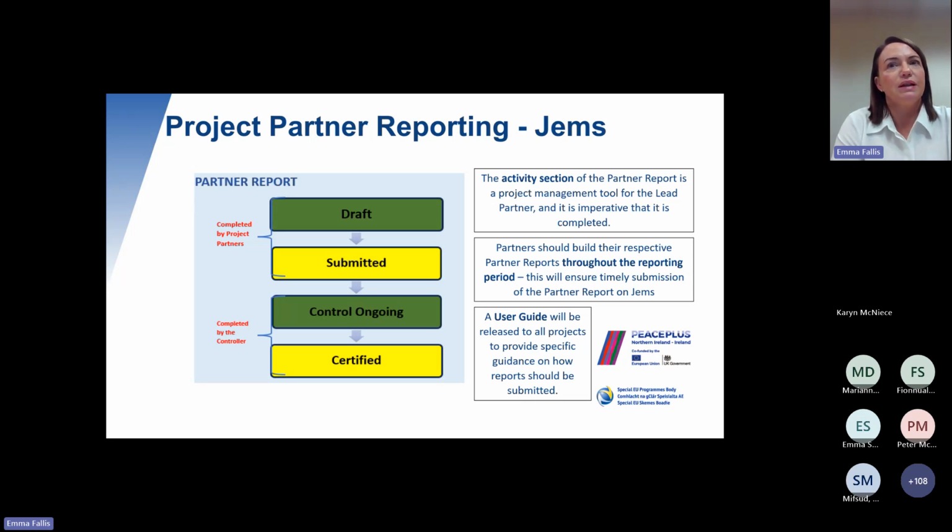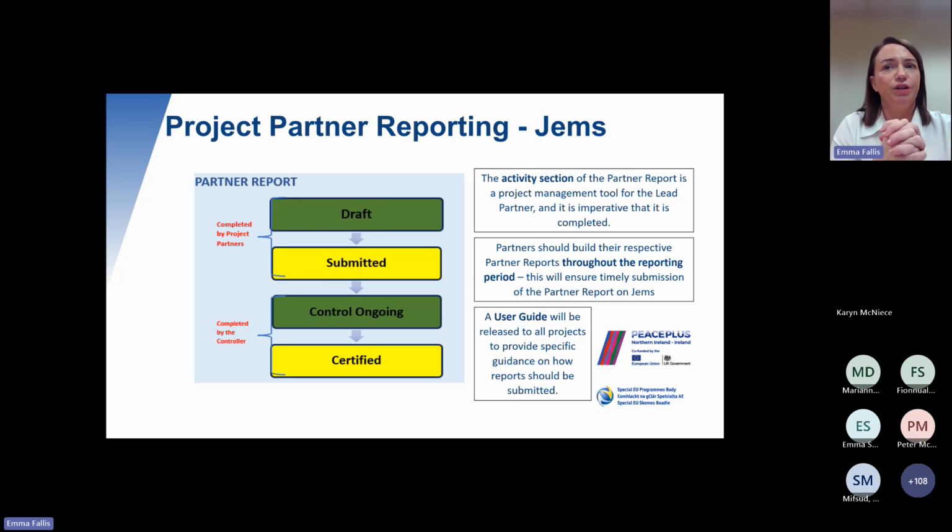Partners should build their partner reports throughout the reporting period, so that it's not something that's done at the last day, so that enough time has been put into it to make sure that it's complete and includes all of the information required. By building it throughout the reporting period, that will ensure the timely submission of the partner report. As I say, there's two sections to it. There's an activity section where you talk about your progress and you upload any evidence. And then there's an expenditure section where you enter all of your items of expenditure and upload all audit trails against those items of expenditure.